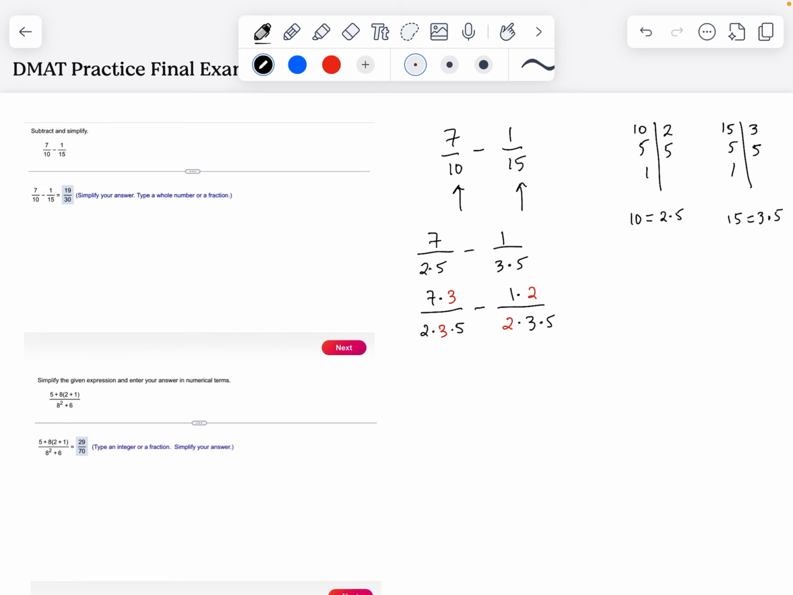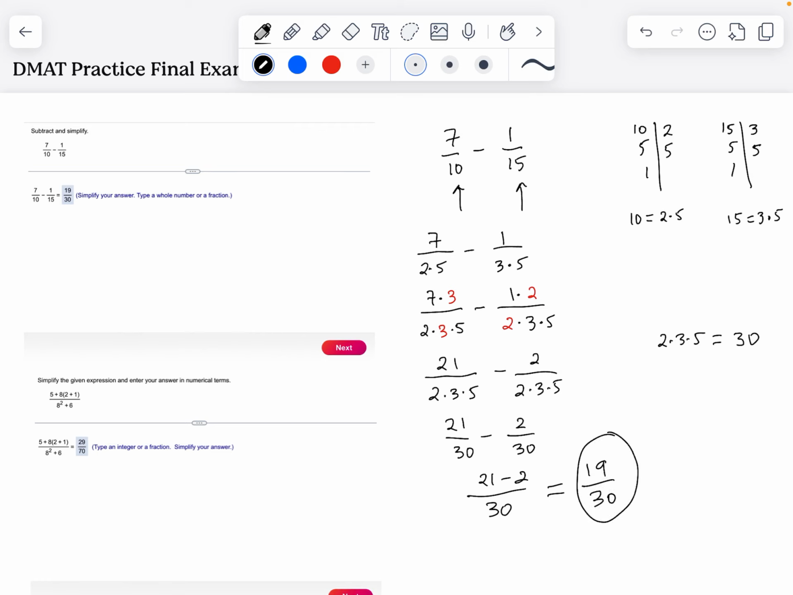So the top one, 7 times 3 gives 21. I have 2 times 3 times 5 on the bottom, minus 2. I have 2 times 3 times 5, right? So now we know 2 times 3 times 5 is equal to 30. In other words, we're saying 21 over 30 minus 2 over 30. Now we have the same denominator. Then we can combine the numerators, and this will equal 19 over 30.